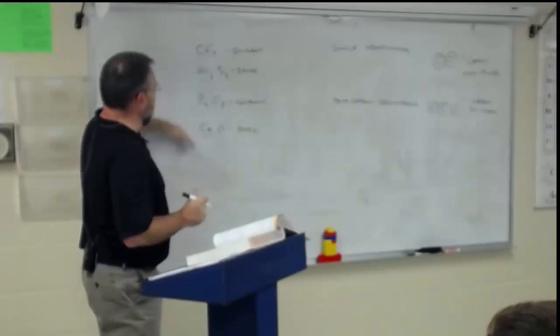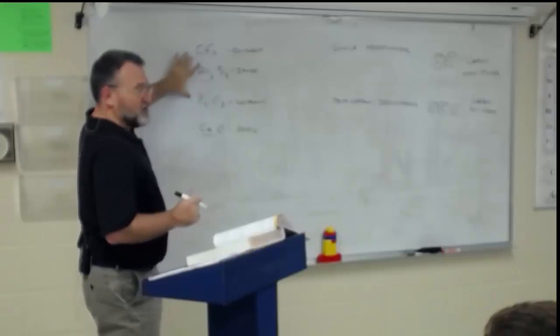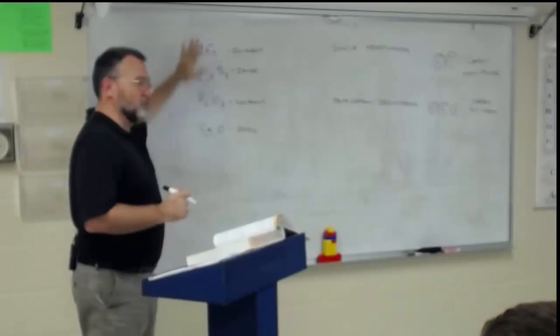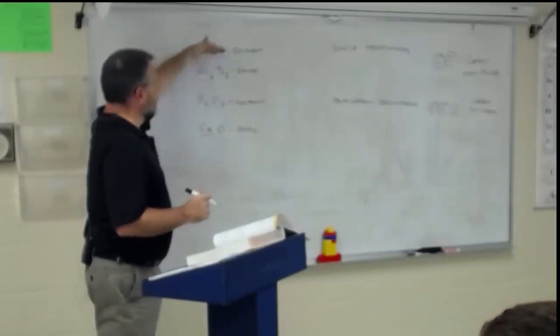Metal, metal, okay, these two are ionic. Then I'm going to go through and check these. Are there any other metals? No. Okay, they've written them in the right format, and I know whether it's covalent or ionic.